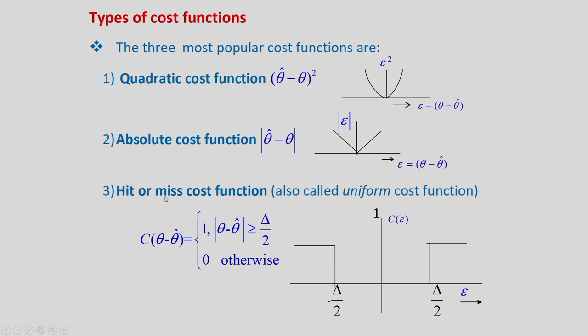The third cost function is the hit or miss cost function, also called the uniform cost function. It is given by C of theta minus theta hat equal to 1, that is uniformly 1, for absolute value of theta minus theta hat greater than or equal to delta by 2, and 0 otherwise. So, this is the plot of the hit or miss cost function. Here this delta is a very small quantity within which the cost of the error is 0, and if we cross delta by 2 on this side or this side, the cost will be uniformly 1. So, that is a very strict condition on the cost function.